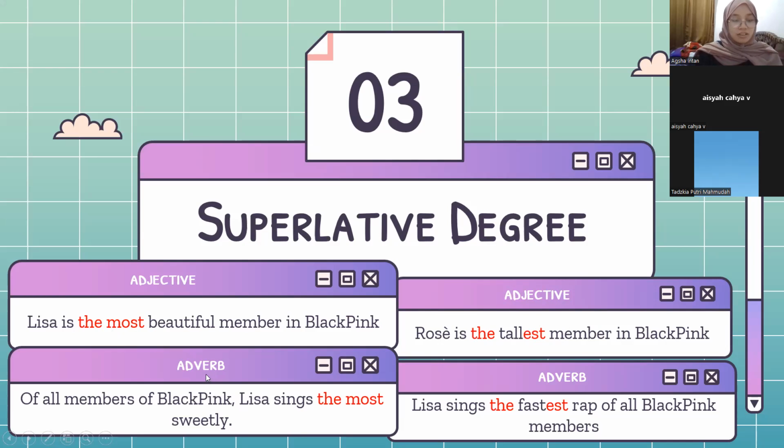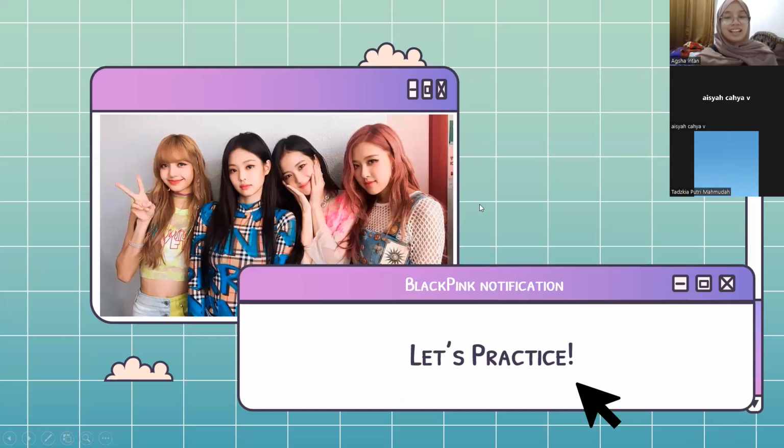For adverbs, the example is like this. Of all members of Blackpink, Lisa sings the most sweetly. The most sweetly. Sweetly, two syllables. And another example is Lisa sings the fastest rap of all Blackpink members. Fast, only one syllable. So you need just to add an est ending at the end of the word.